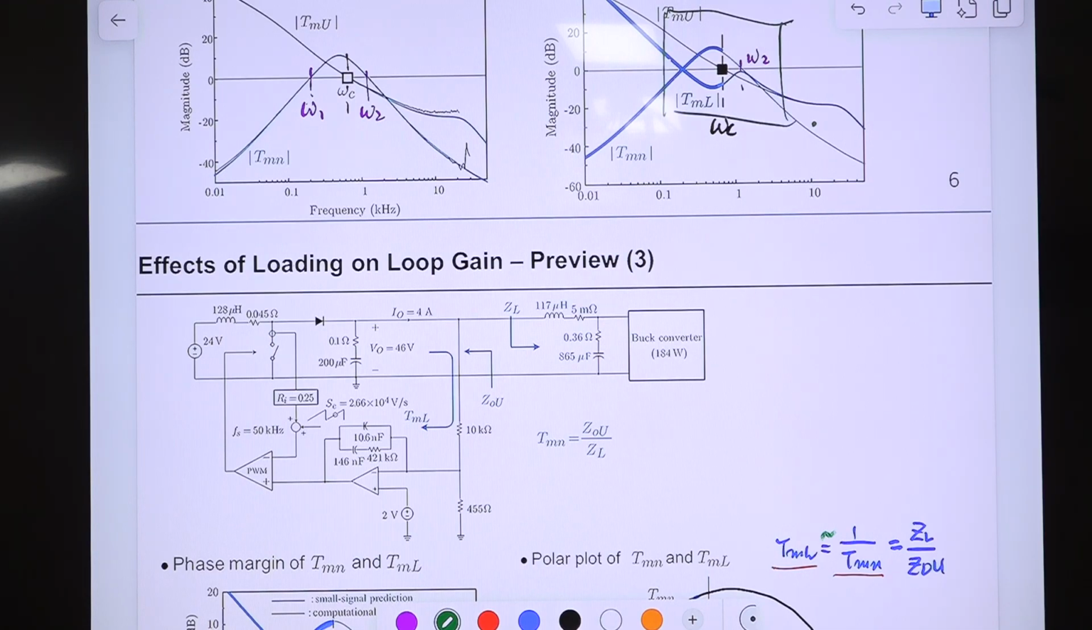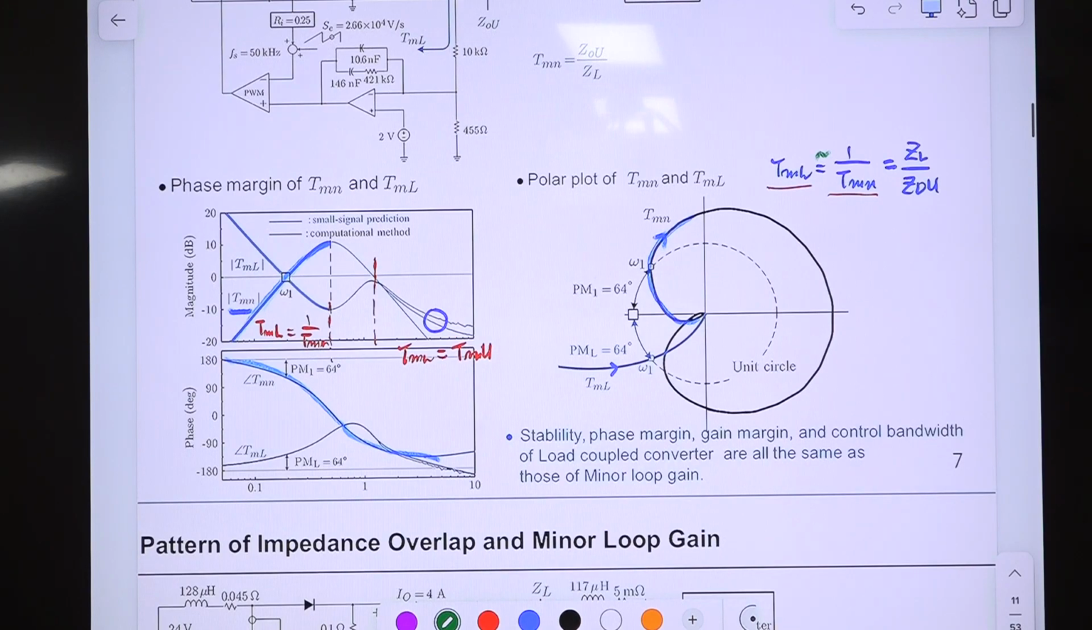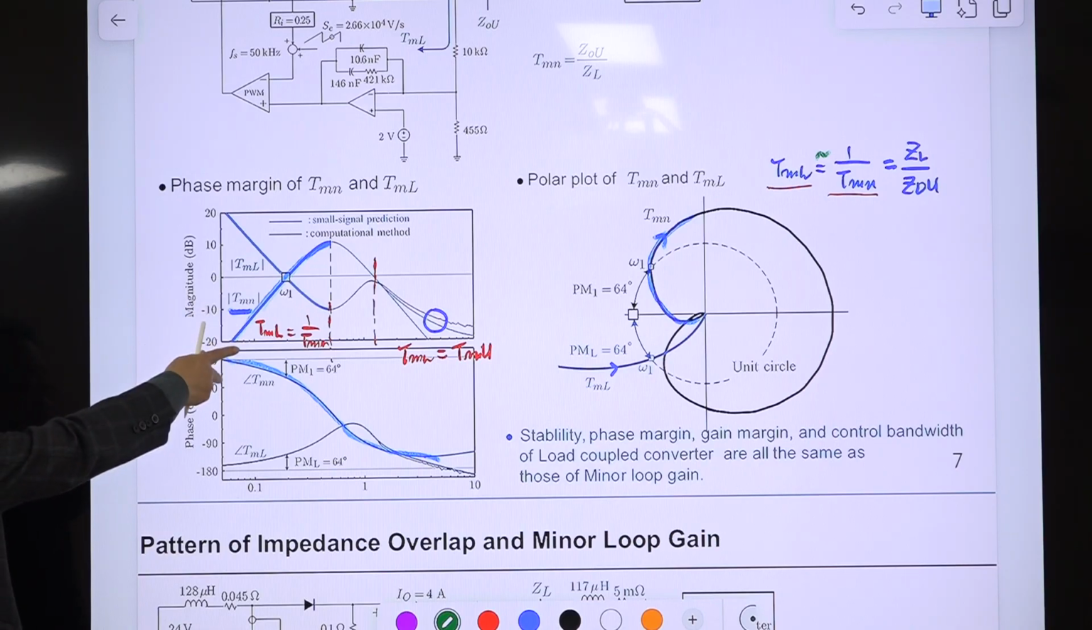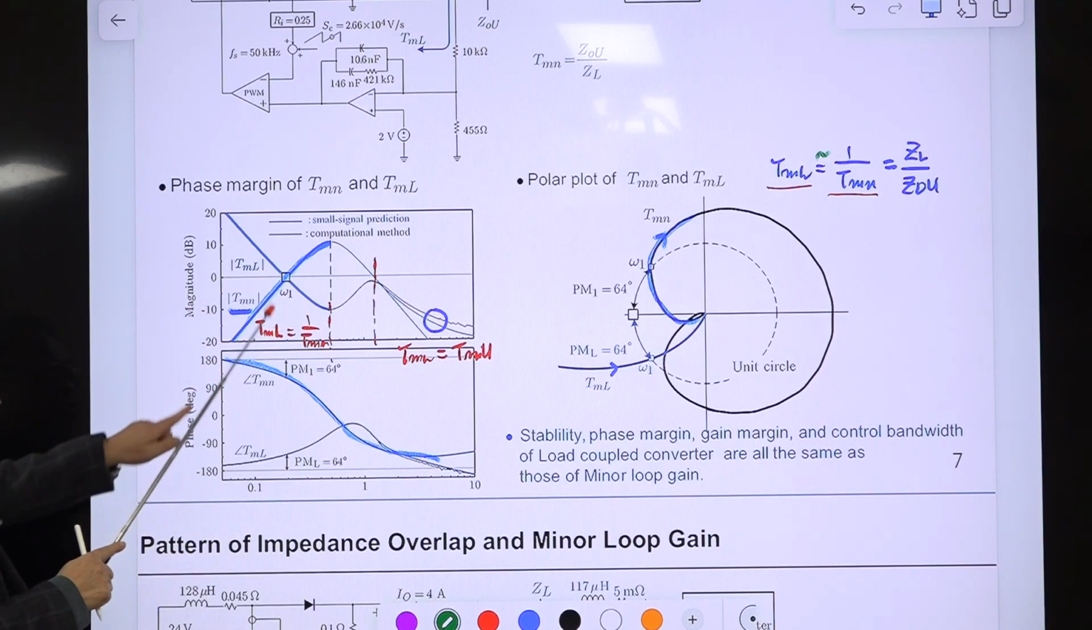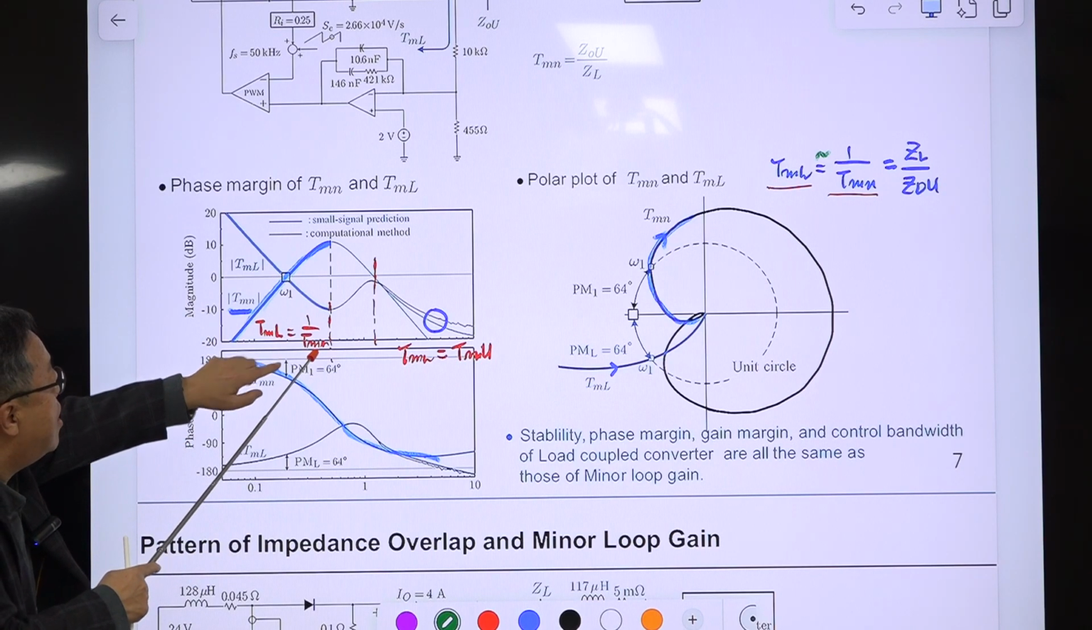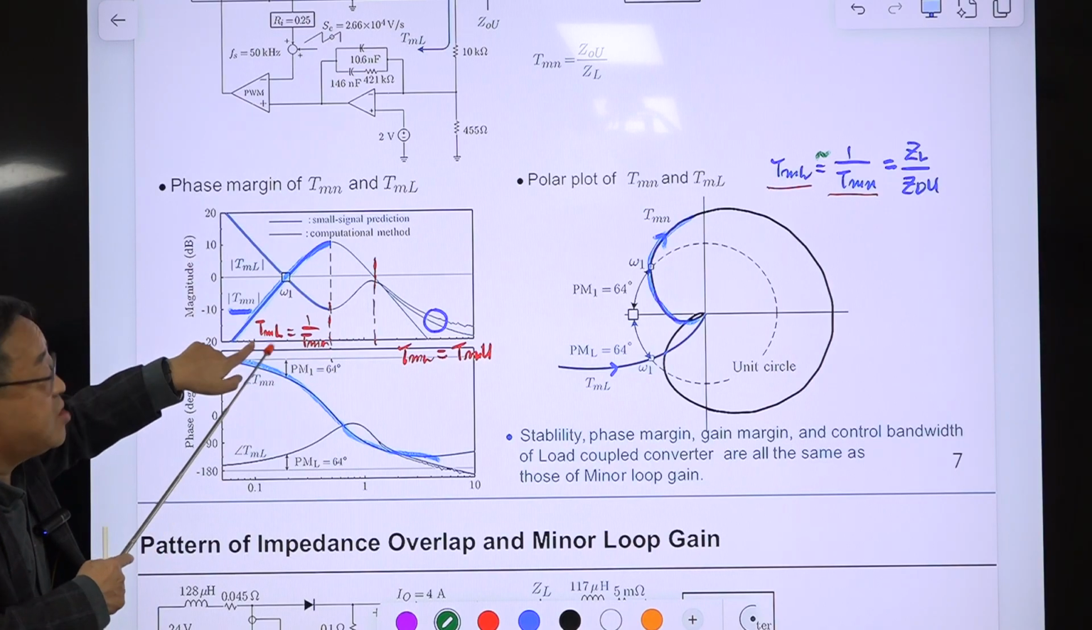I zoomed in on this part shown here. The relationship between this and this, the symmetrical mirror image with respect to this, is this one: 1 over TMN is TML. TML becomes 1 over TMN. If you have this expression, then you flip it over, and you will get this.